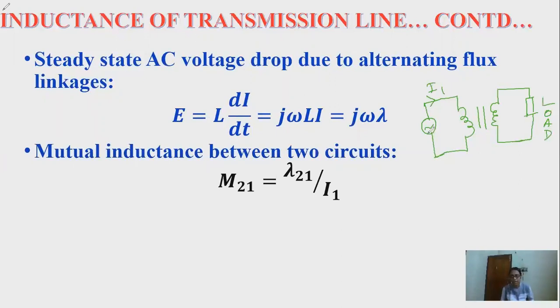Conductor 1 is carrying current I1 and conductor 2 is carrying current I2, and of course one flux will be produced here. Here also the flux will be produced. Another flux linking with both the conductors will be produced there. That is the mutual flux linkage with both the conductors.